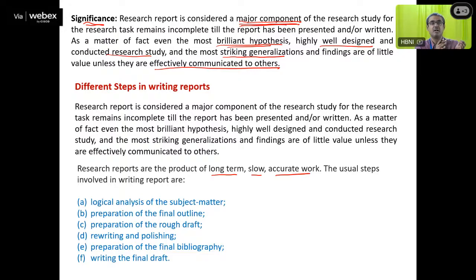So you have taken a lot of pain in proposing your hypothesis, then your research design, collection of data, analysis and interpretation. Now you sit and do the report writing after a long-term study. The steps involved are logical analysis of the subject matter, preparation of the final outline, preparation of rough draft, rewriting and polishing, preparation of final bibliography, writing the final draft. So these are the steps which we follow during our report writing, right?